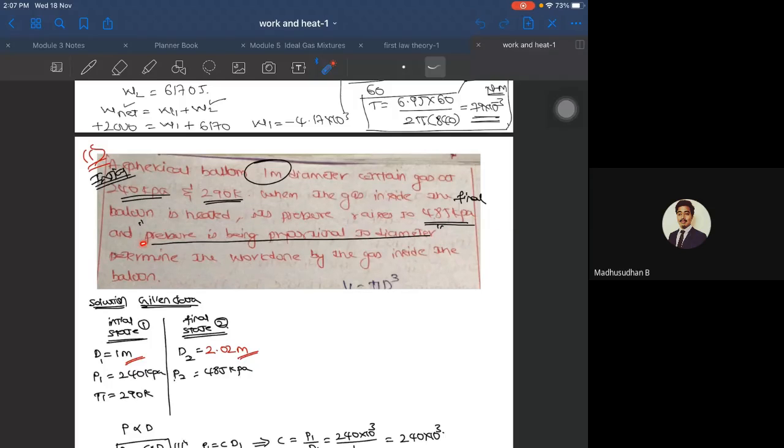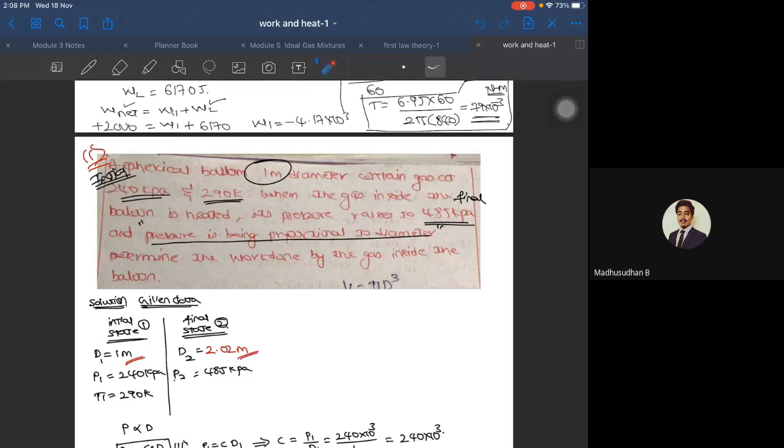And the pressure is proportional to the diameter. This is very, very important. You have to look for this particular sentence in this type of problem. Sometimes he might give pressure is directly proportional to the square of diameter. Sometimes he might give pressure is directly proportional to the cube of diameter. So you have to look for this particular sentence in the balloon problems, and accordingly solve it. Here it is just pressure proportional to the diameter.